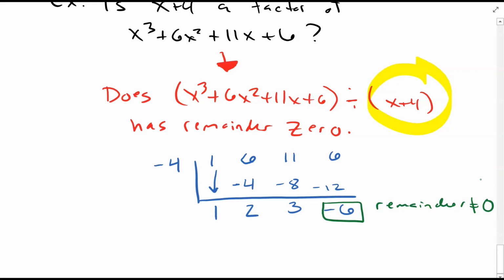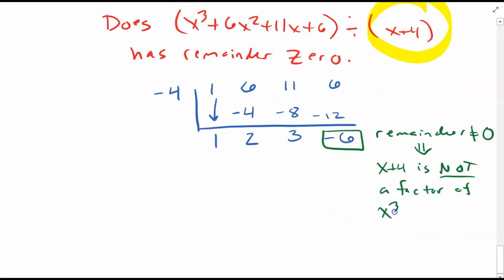My remainder is not 0. What does that tell me? It tells me x plus 4 is not a factor of x cubed plus 6x squared plus 11x plus 6. But we knew that already, right? That polynomial factors to x plus 1 times x plus 2 times x plus 3. We knew x plus 4 wasn't a factor, but this confirms it, right?